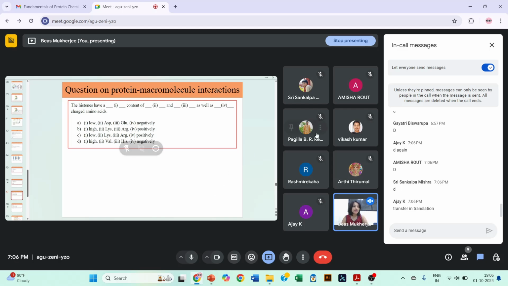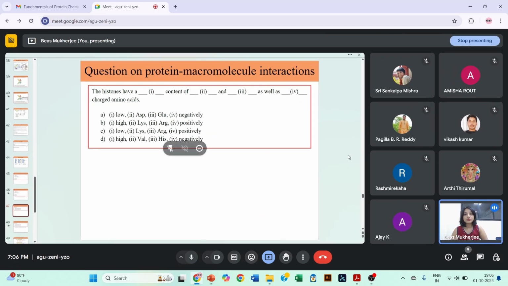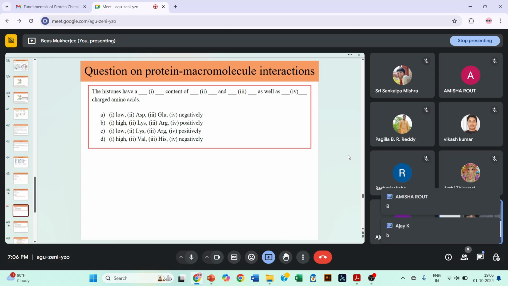Okay, so we have the next question. The histones have a dash content of dash as well as dash charged amino acids. So histones are binding to DNA. DNA is negatively charged. So what amino acid should be there in histone? I remember studying this in school. B is high concentration of lysine and arginine. Yes, very correct.